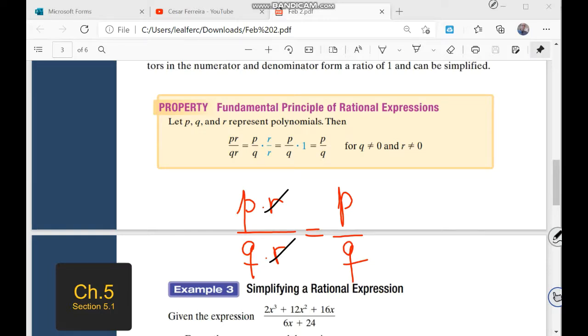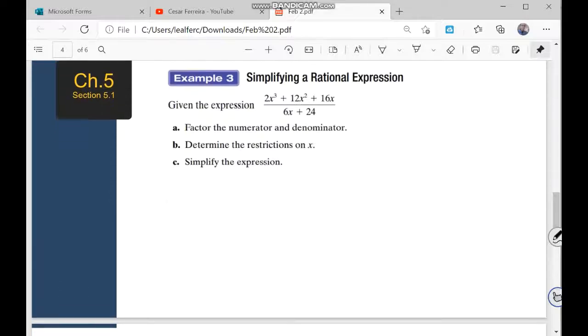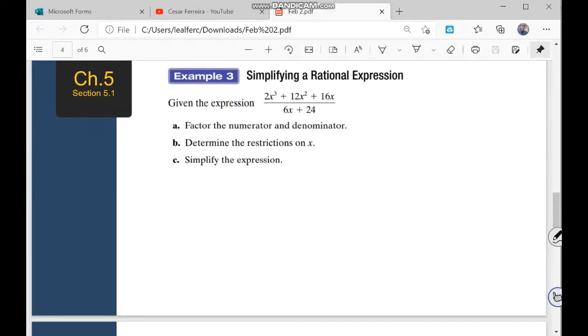The concept, look at that, the concept is kind of easy. But then when we try to apply it to an example, it's not as clear as this one on the definition, right? Let's check this next example. Let's say we have this rational expression here to simplify.